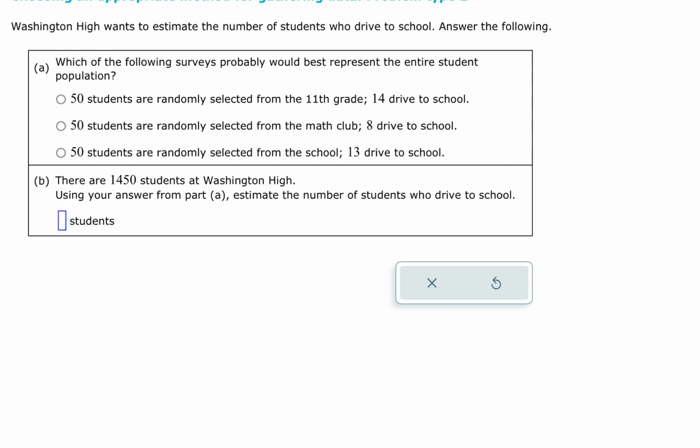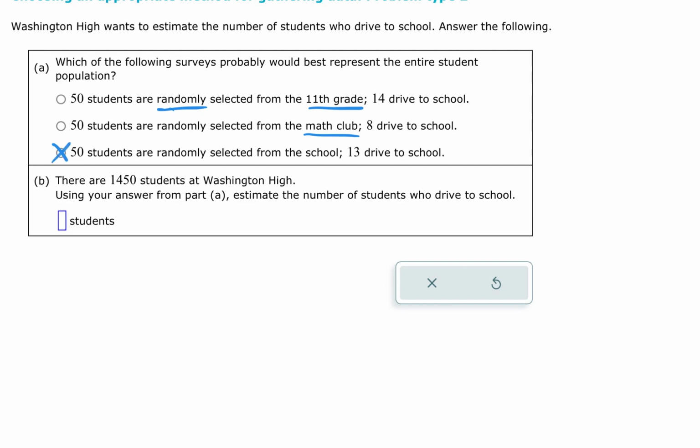So first part says 50 students are randomly selected from 11th grade and 14 drive to school. I like that they're randomly selected, but it was only from 11th grade. The second one says 50 students are randomly selected from the math club. I don't think that the math club is representative of the entire school. And just like the 11th grade is not representative of the entire school. And the last one says that 50 students are randomly selected from the entire school. I think that is your best choice.